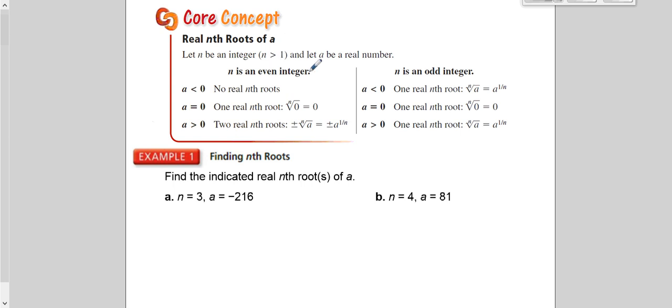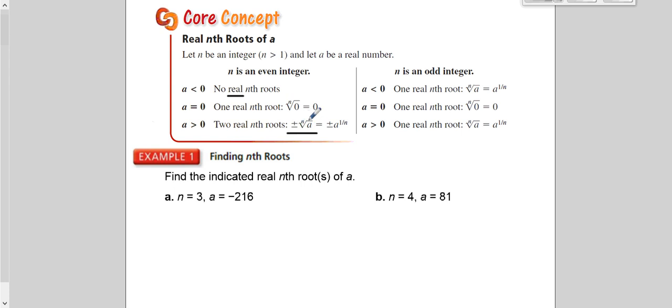If n is an even integer and a is less than 0, there are no real nth roots. So if it's negative, there are no real roots. Remember, they are imaginary though. When a equals 0, there is one real nth root. The nth root of 0 is 0. When a is greater than 0, there are 2 real nth roots. So we have to worry about a positive and a negative, plus and minus square root.